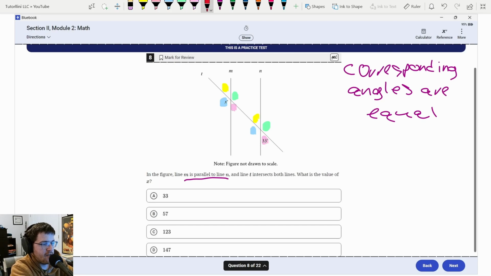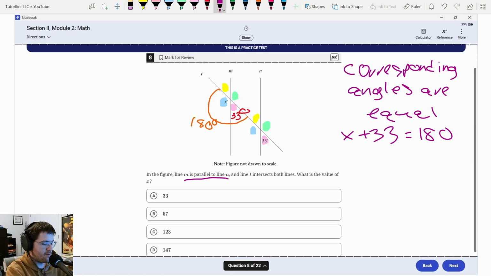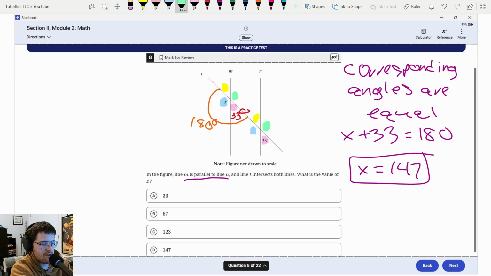So how about I go ahead and call this guy 33 degrees because they correspond. And now I see, oh, this makes a lot of sense. These two angles next to each other, they form a 180 degree angle. We call that a linear pair. So x plus 33 must equal 180. I subtract 33 from both sides. And I get x is equal to 147, which is answer choice D.